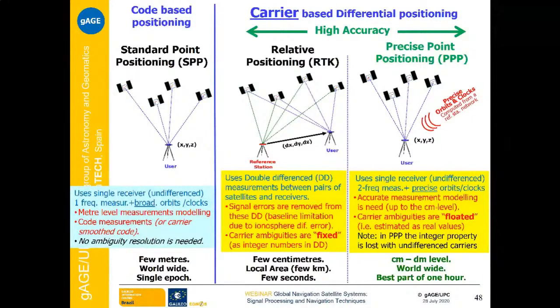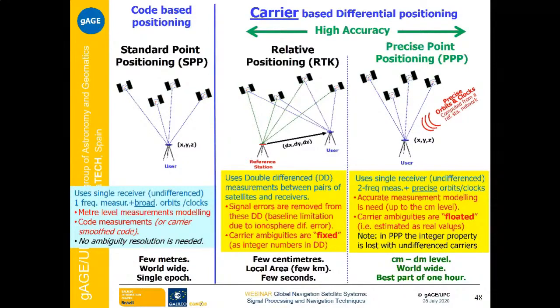In this case, carriers are not fixed, they are floated. This means they are treated as real numbers. We cannot take benefit of having the information of using integer numbers. This is because the ambiguity term we use here is real valued. It contains real valued terms due to the hardware bias of satellite and receiver.